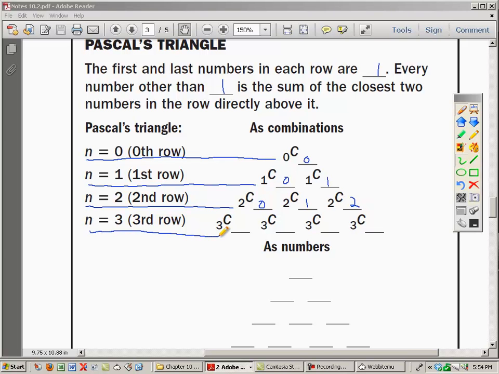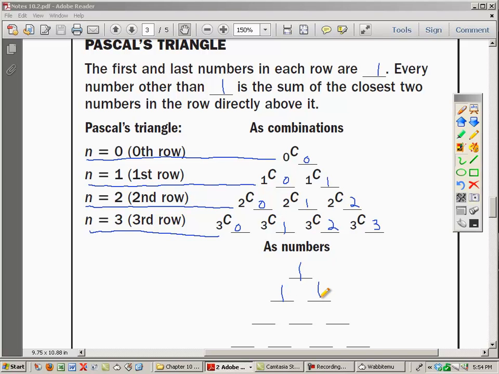In the third row, we can choose 0, we can choose 1, we can choose 2, or we can choose 3. All right? And so what do those numbers look like? Well, if I have 0 objects and I choose 0, there's only one way to do that. If I have 1 object and I choose 0 of them, I can do that one way, and I can choose that one way.